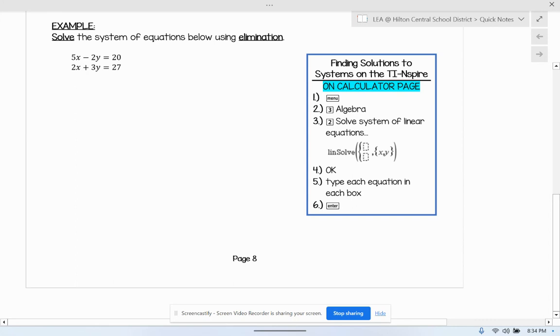Okay, so when I solve a system of equations, what I'm really trying to do, let's zoom out, is find the point of intersection. The point where the two lines cross, that's my solution to the system of equations, and it looks like an XY point. So that is our overarching goal.